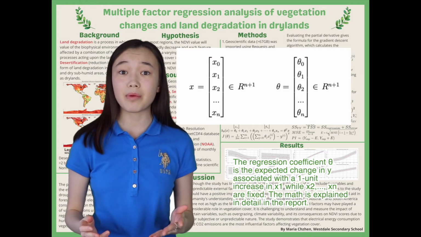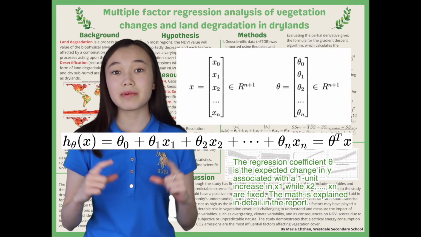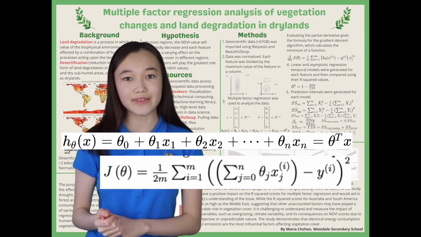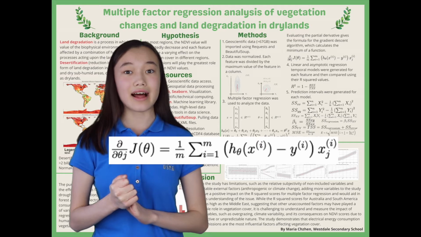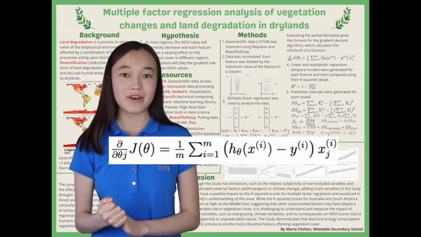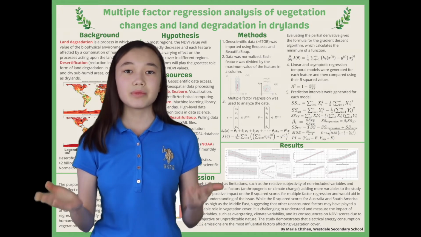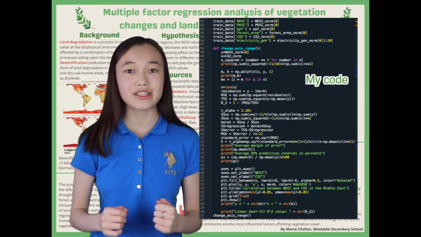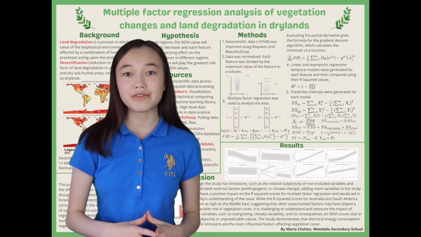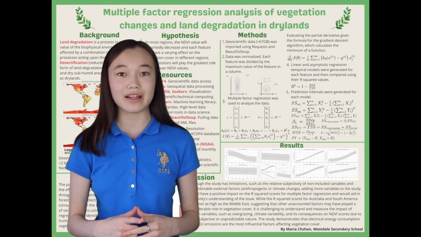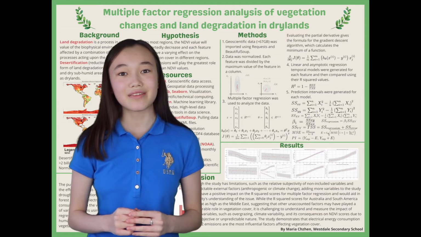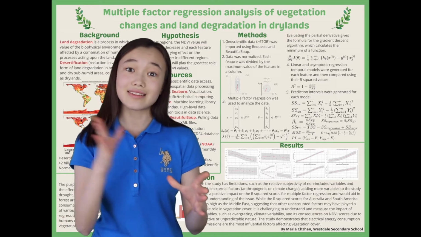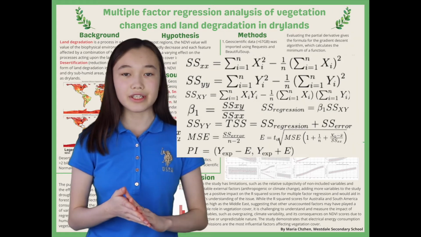The goal of the regression hypothesis, h theta, is to minimize the loss function j theta. By taking the partial derivative of the cost function, we get the gradient descent algorithm, which calculates the minimum of a function. A partial derivative simply holds all other variables constant. After, linear and asymptotic regression temporal models were generated for each feature and then compared by their R-squared values. Finally, prediction intervals, which are ranges of values that predict the value of a new observation based on the existing model, were generated for each graph.